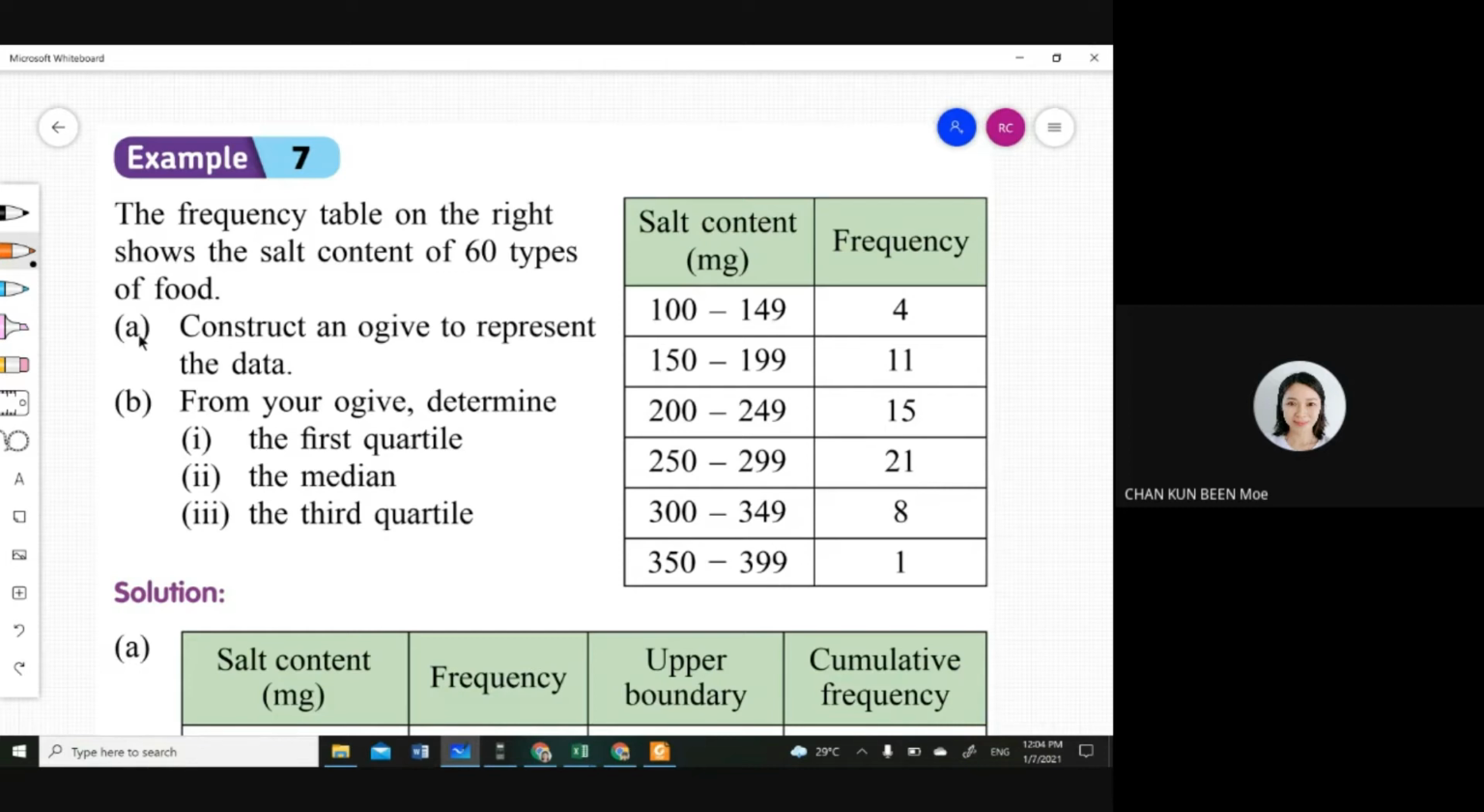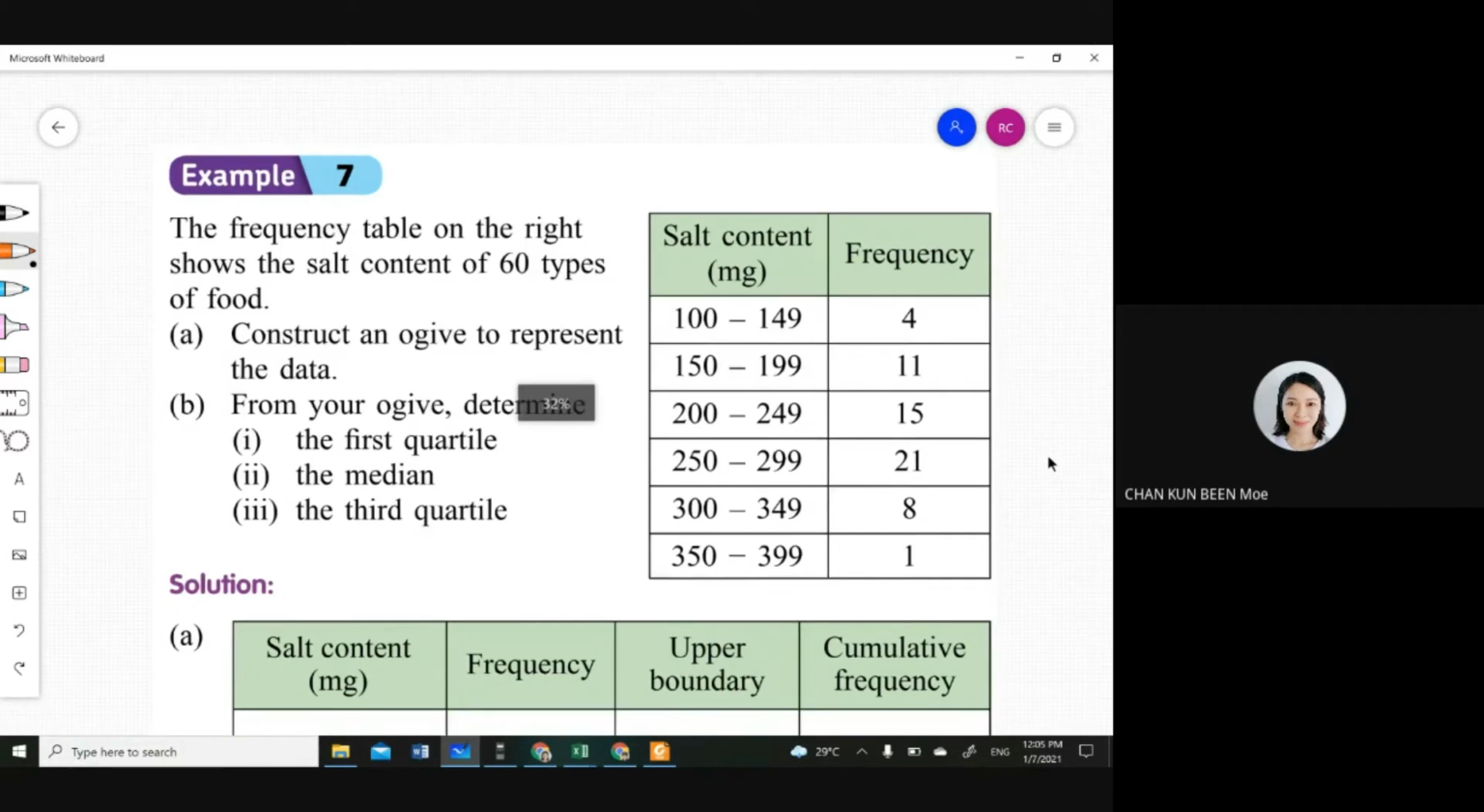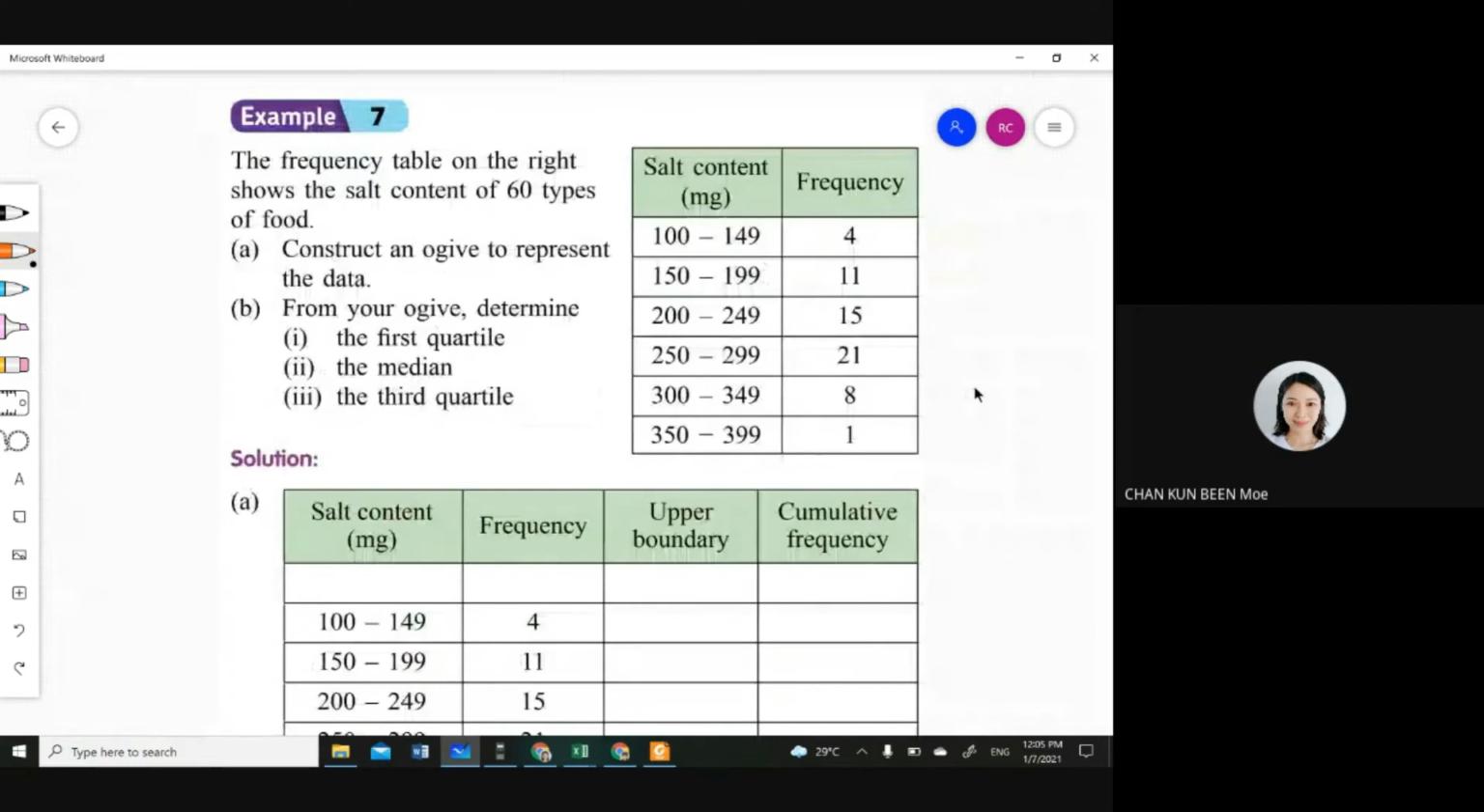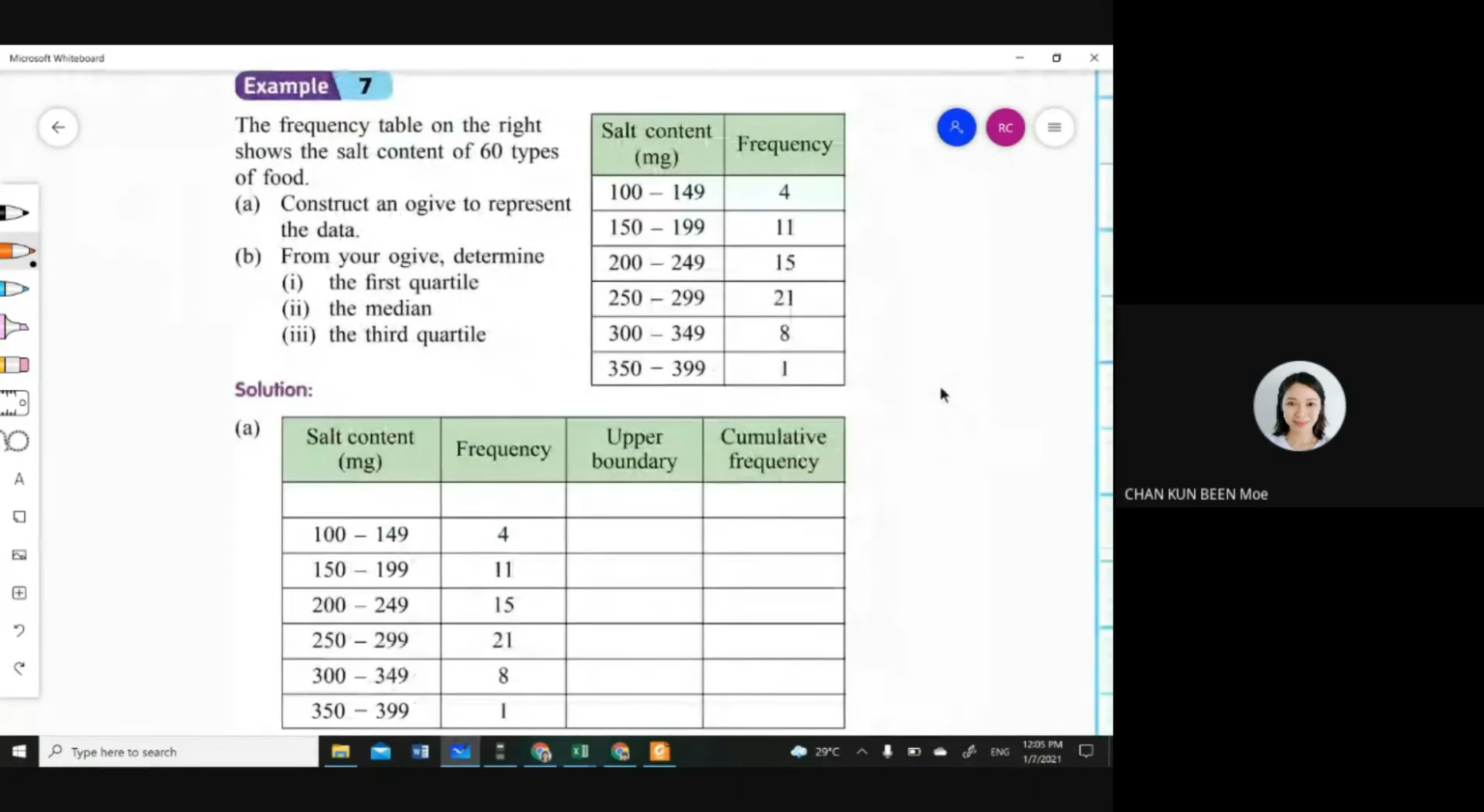Okay, part A, they ask you to construct an ogive to represent the data. So to construct the ogive, remember just now, we need the upper boundary and also the cumulative frequency. You can see from my diagram over here, you just need to add on the upper boundary and the cumulative frequency. The rest is the same.